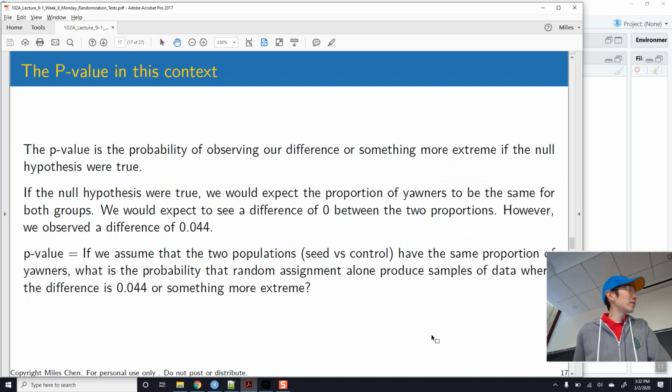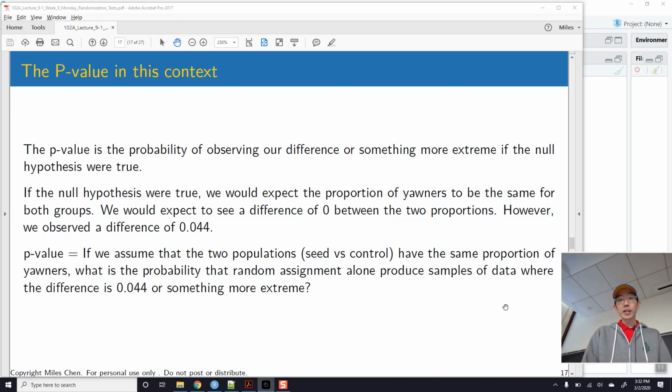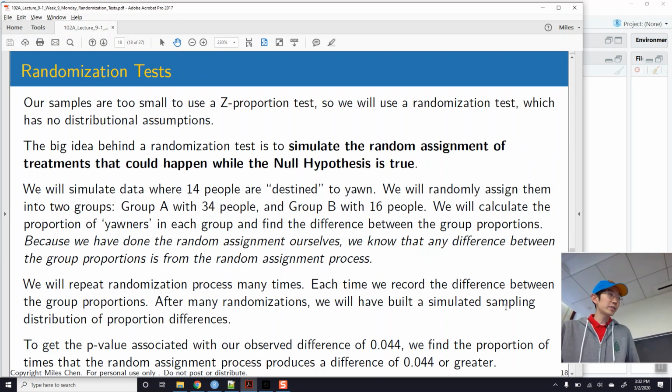To answer that question, we need to figure out the p-value. The p-value is the probability of observing our data or something more extreme if the null hypothesis were true. If the null hypothesis were true, we would expect a difference of 0, and we observed a difference of 0.044. So if the two populations have the same proportion of yawners, what's the probability that random assignment could produce this difference of 0.044 or something more extreme? That's what we want to get after, and this is when we are going to do the randomization test.